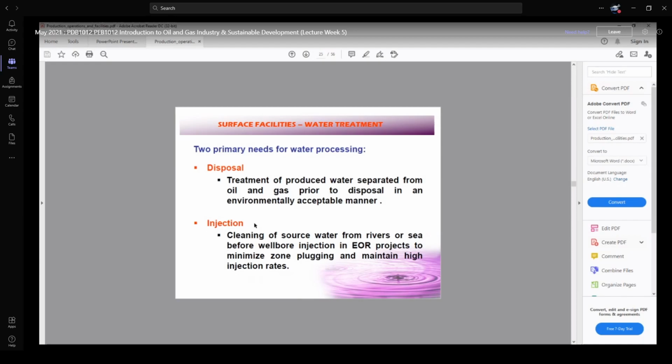If we are injecting the water into the well, we need to again look at the source of the water. If the source of the water is a river or the sea, we need to clean this water first and make it solid free to avoid plugging of the formation.